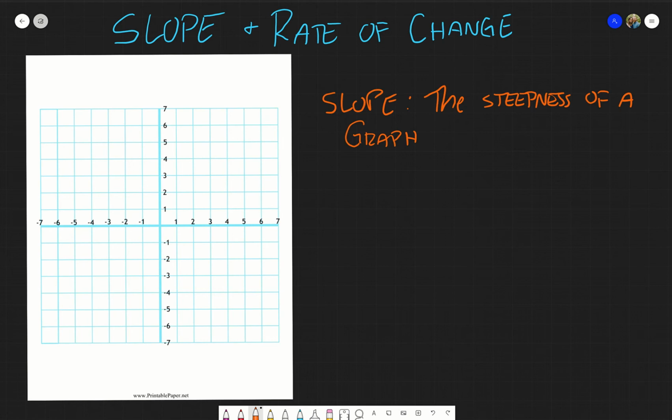If it's a really high slope, it's going to be a really steep graph. A really steep graph might look something like that. That would be a really steep graph. If it's a low graph, something kind of like this, then that's going to be not as steep of a graph. And so we talk about slope.